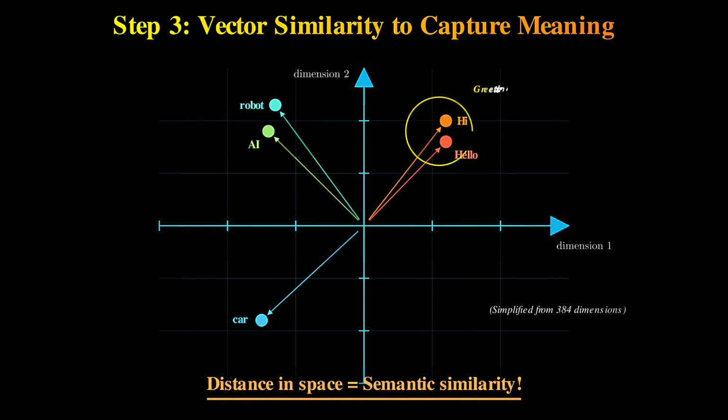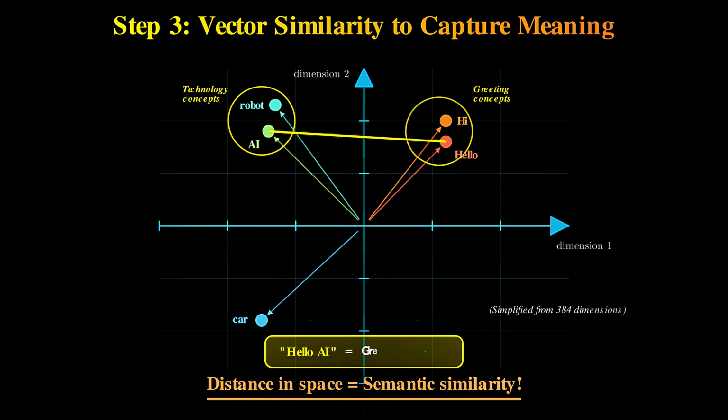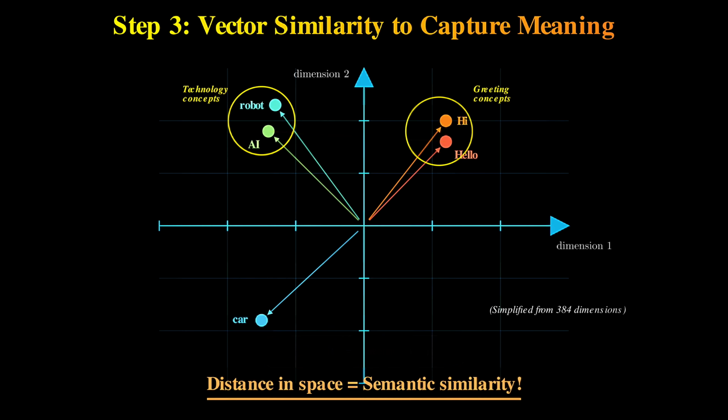Words naturally form clusters. Greetings like hello and hi group together. Technology concepts like AI and robot form their own cluster. So when the model sees hello AI, it understands this as a greeting combined with a technology concept, simply by looking at where these vectors sit in space.